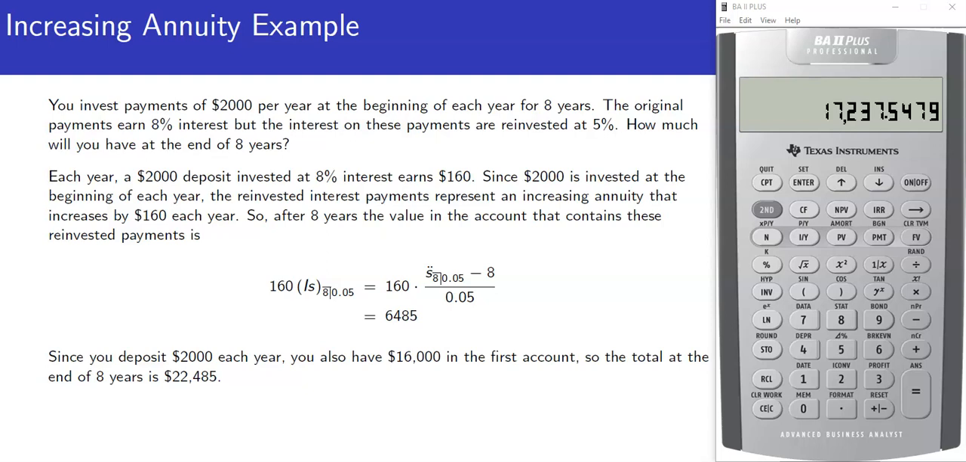In this video, we're going to talk about an increasing annuity example. Suppose you invest $2,000 each year at the beginning of the year for 8 years. Each of those $2,000 payments is going to earn 8% interest.